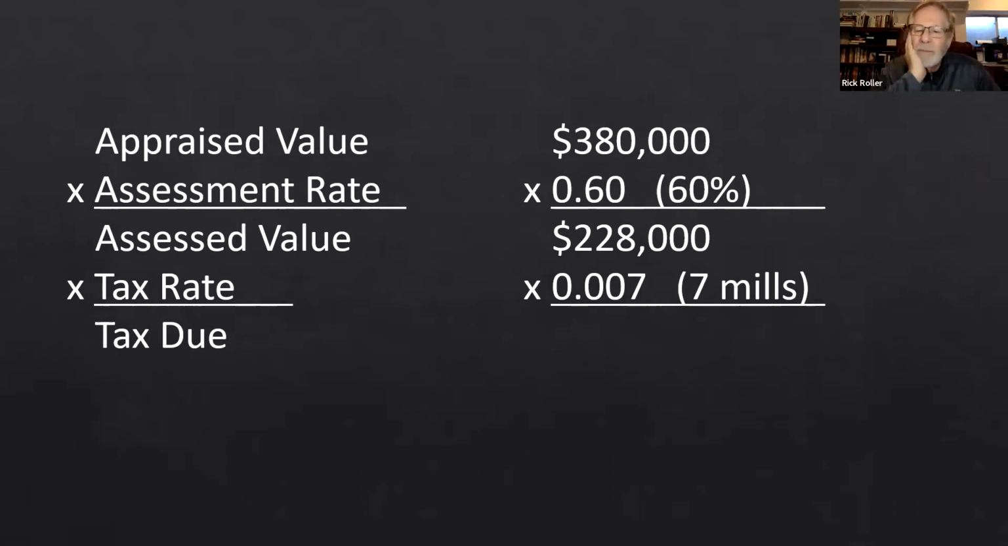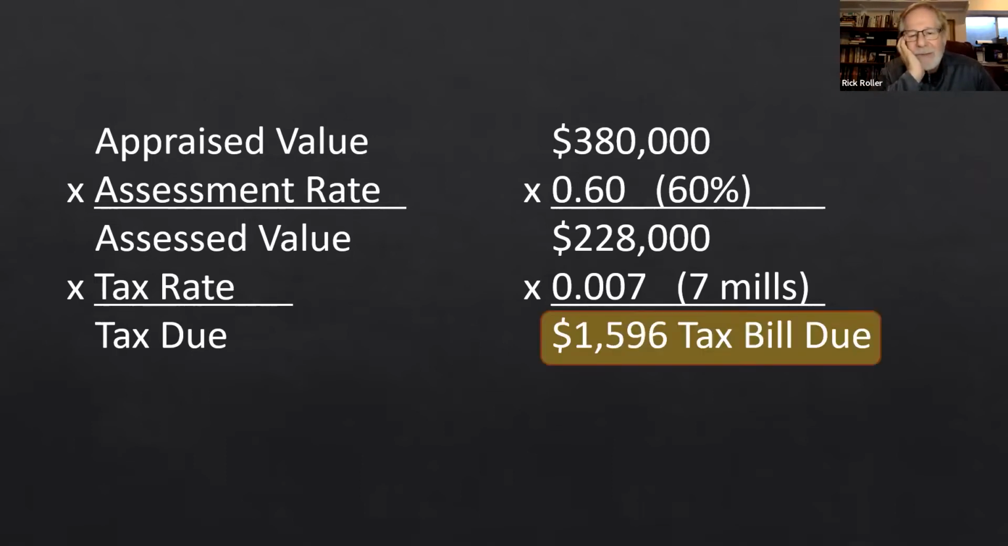And then once again, it's multiplication. And that gives us a tax due of $1,596. And we look at our problem, and that's answer B. And that's as simple as it gets.